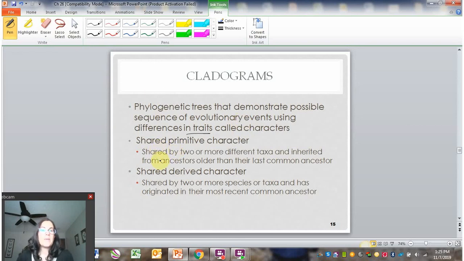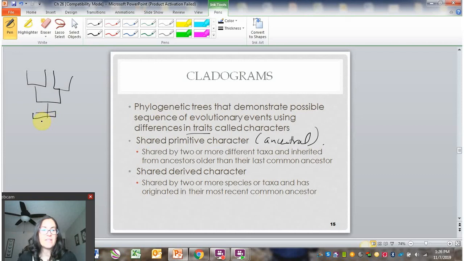So two aspects of a cladogram, or two terms that we're going to use. There are shared primitive characters, or they're also sometimes called ancestral characters. So within the cladogram, we'll see traits that are shared by multiple organisms within the cladogram. And so it will be already present in the original organism or in the ancestor within that cladogram. So for example, if we have a cladogram like this, an ancestral characteristic or a primitive characteristic is going to be down here with the ancestor down here.